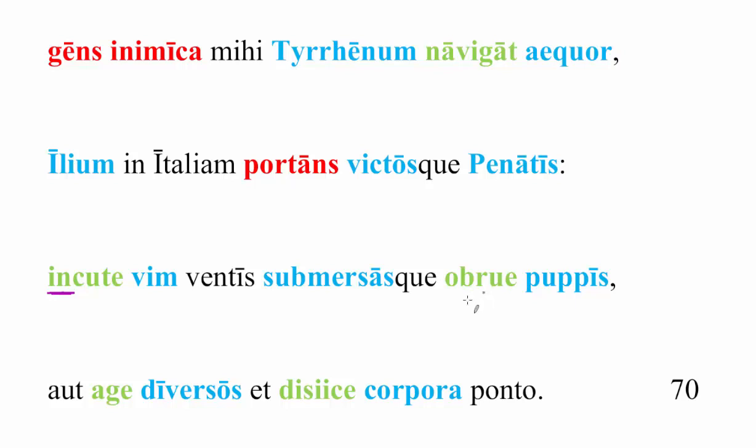overwhelm, obrue, the sunken ships. Puppis is literally, of course, just a deck of a ship, but in this case it means the whole ship. Or age diversos, drive them, we have to understand them from the masculine form of this adjective, drive them in different directions or apart, and these are the men, the Trojans, and scatter or throw about, right? Scatter their bodies upon the deep. And this is an ablative, not a dative, an ablative of place where.